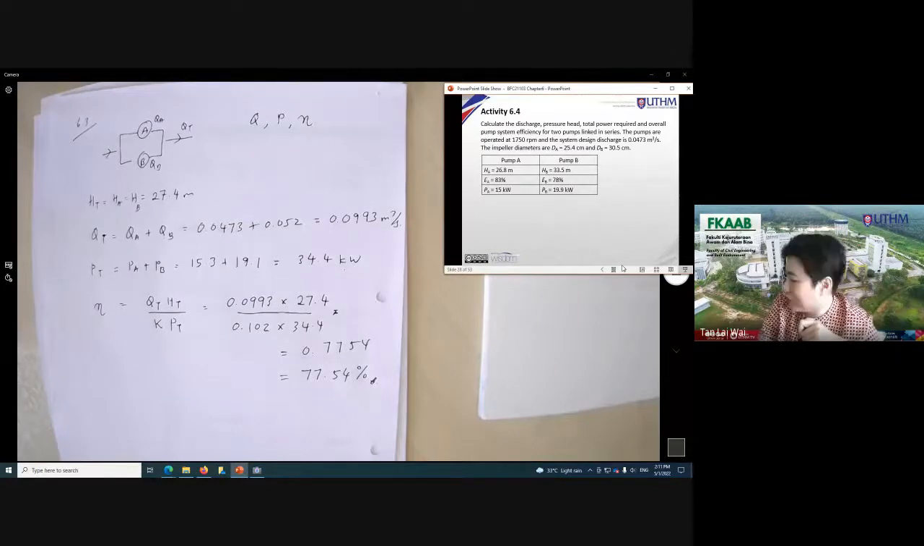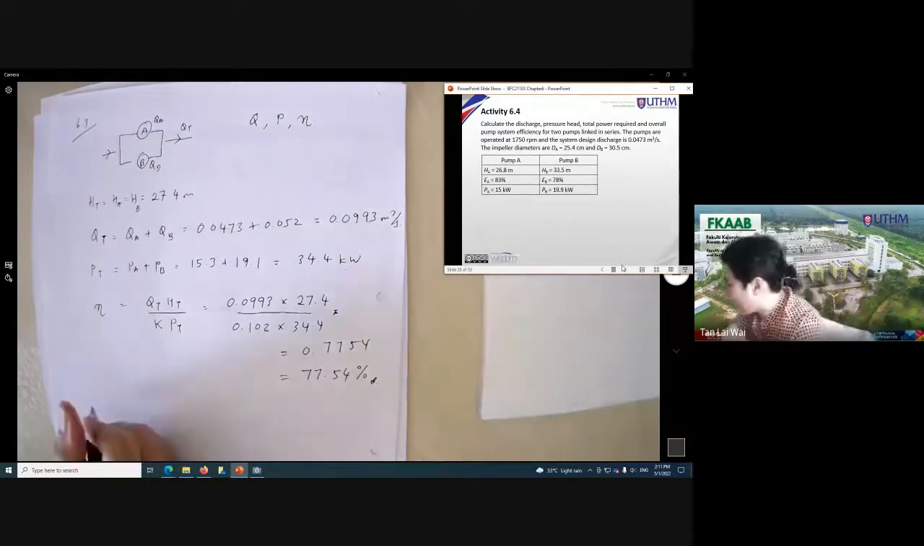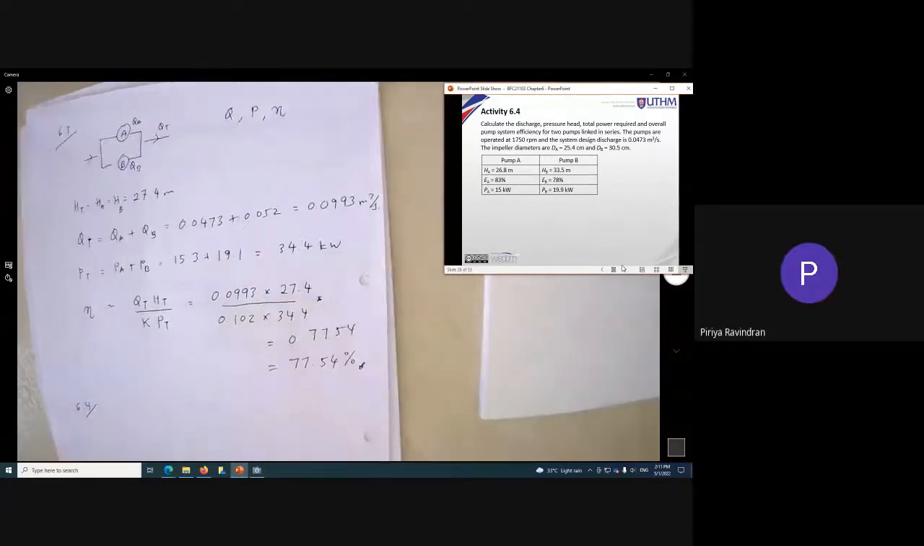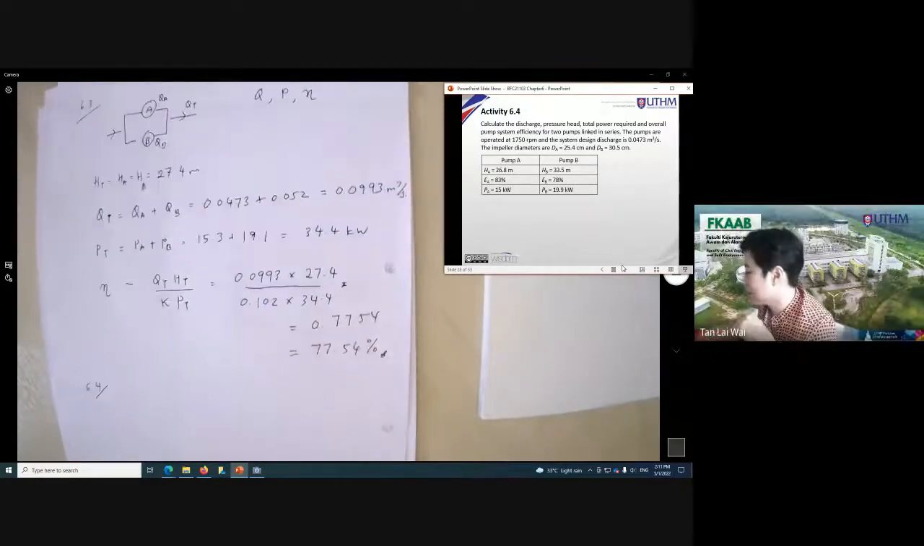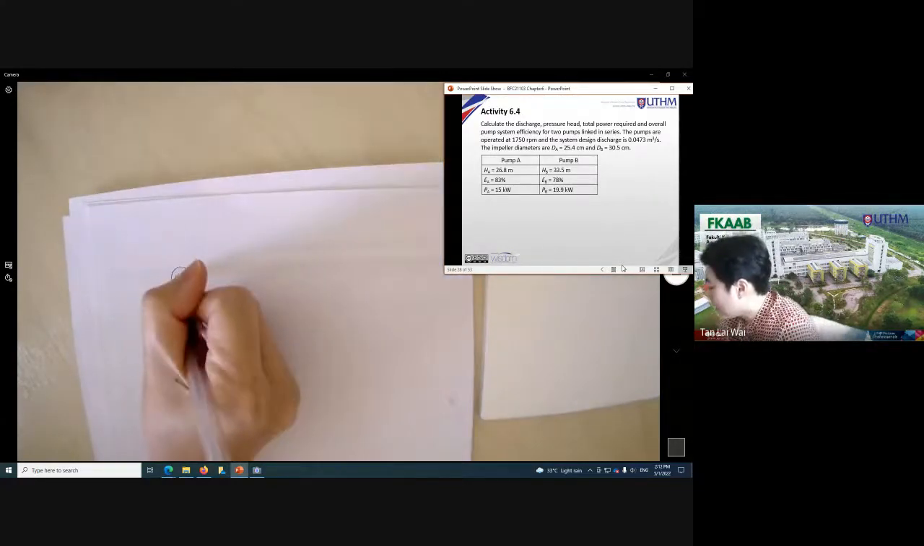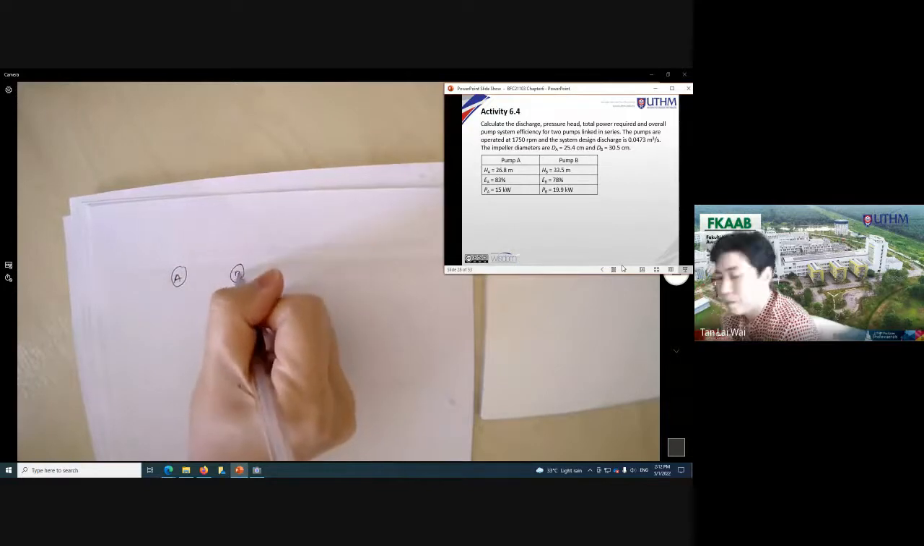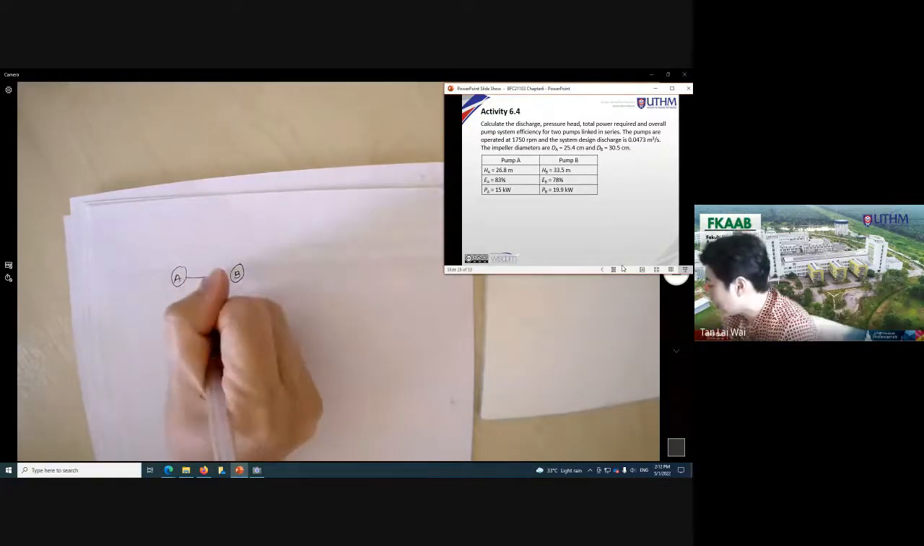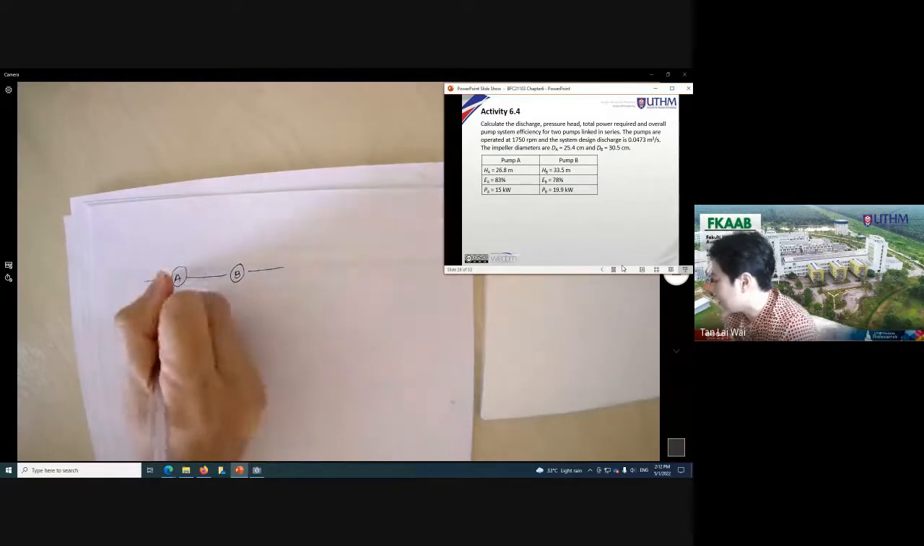Now let's look at activity 6.4. Let's use a new paper. Activity 6.4 asks us to calculate the discharge, the head, total power, and then the efficiency for two pumps linked in series. So I have pump A, pump B, as given in the table. They are linked in series.